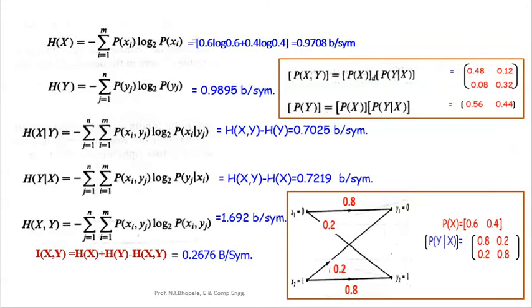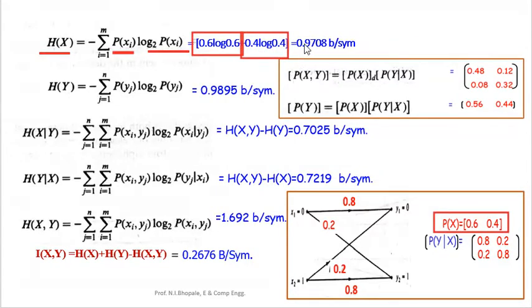For getting the H(x), it is very easy to calculate. H(x) is, with respect to the formula, minus the summation of p of x into log p of x. Let's look at the probabilities of p(x), which are 0.6 and 0.4. Let's put in the same values: 0.6 log 0.6 plus 0.4 log 0.4. This gives the value 0.9708 bits per symbol. So this is all about the H(x).